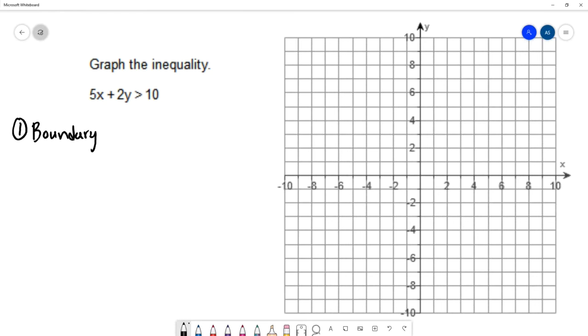For the boundary line, we change the inequality to an equal: 5x plus 2y equals 10. When we graph, the boundary line will either be included or not included, and we use that inequality symbol to decide whether it will be included or not. Because we have a greater than, that boundary line is not included, and we're going to draw the line as a dashed line.